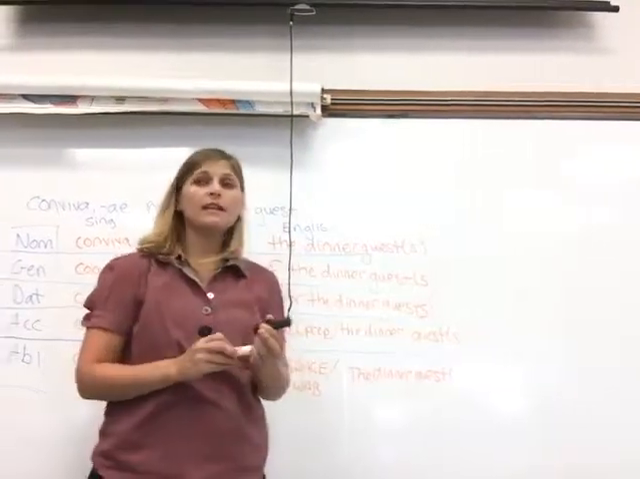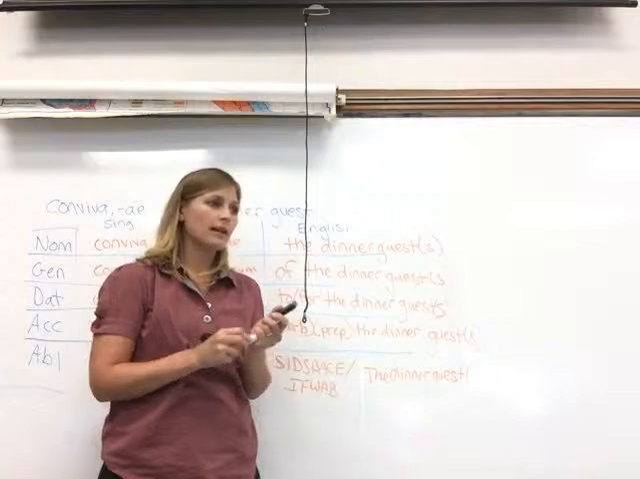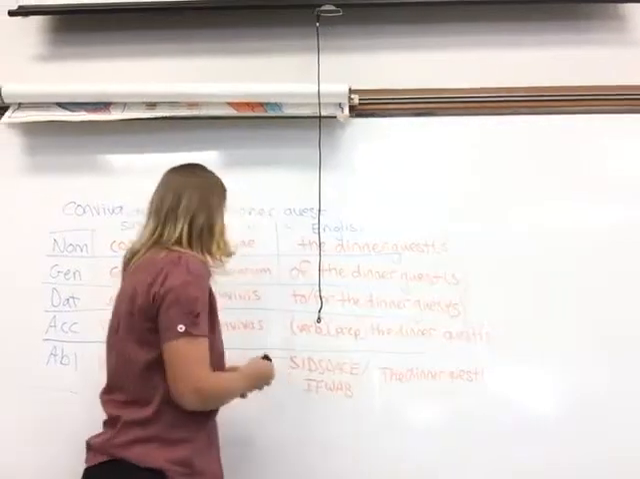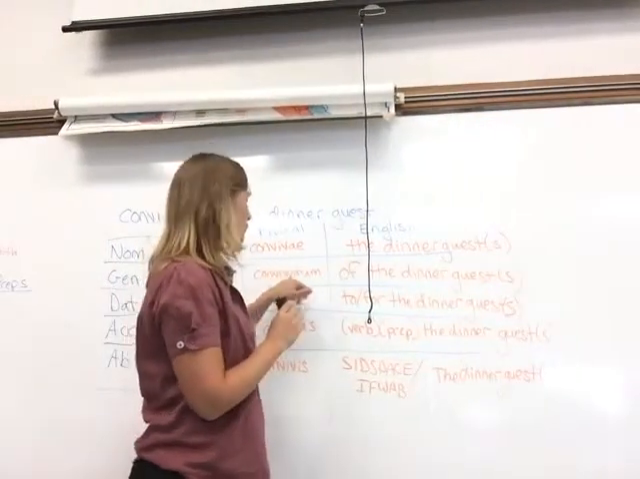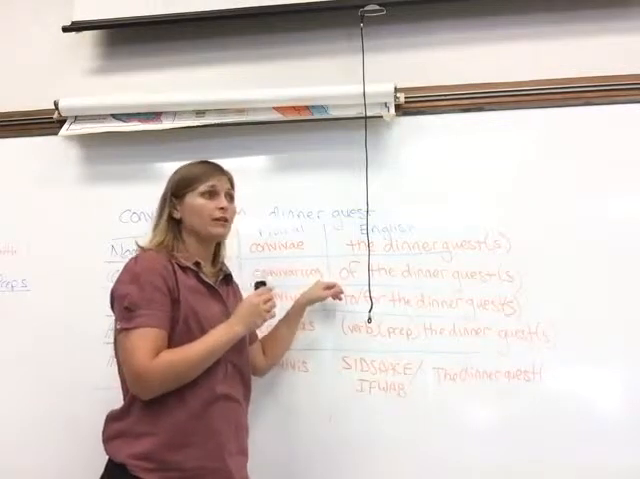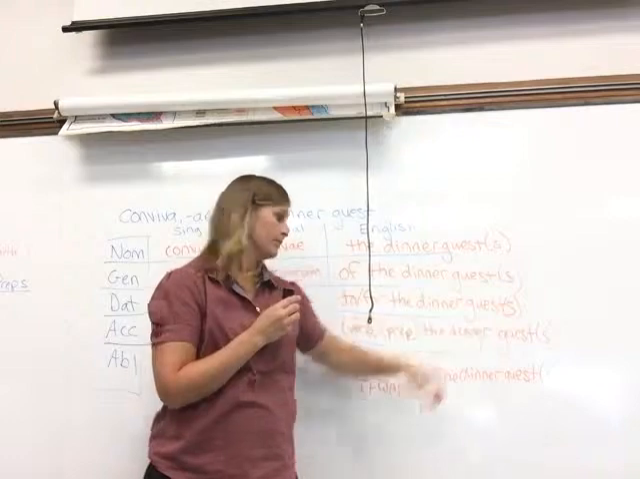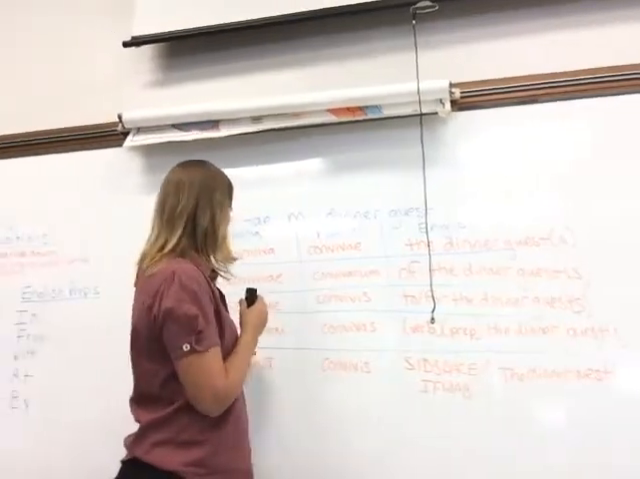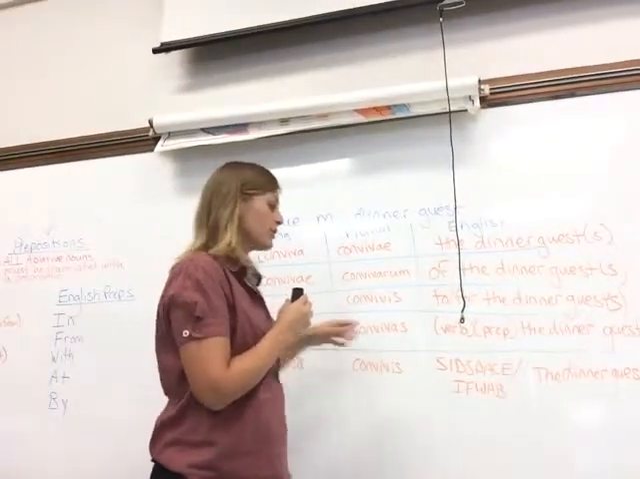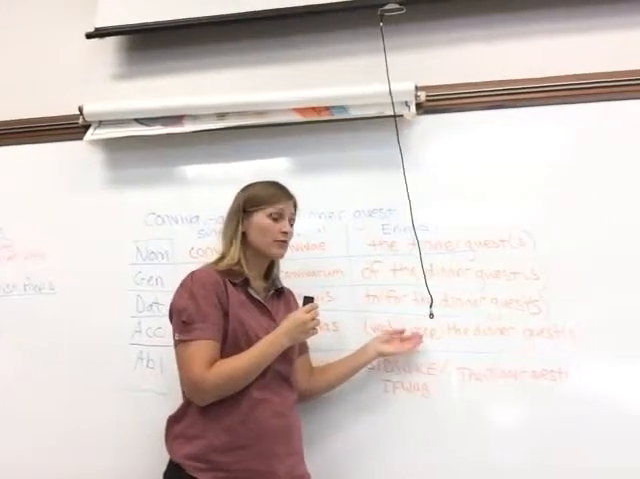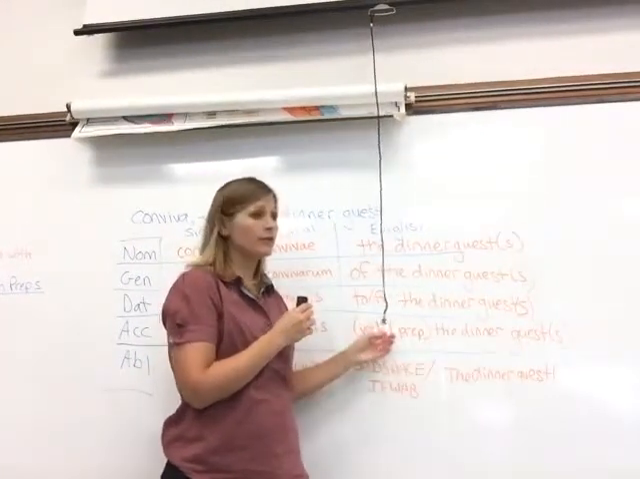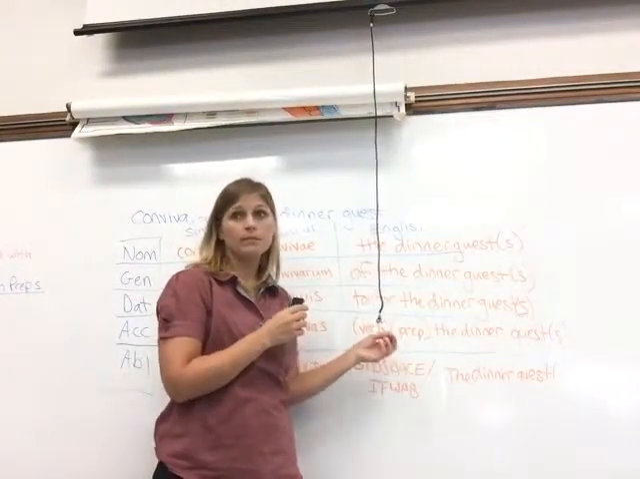Okay, so this is going to help to sort of train your eye that when you see a form like convivarum, you will think of a translation that's similar to of the dinner guests. When you see something like convivam, you'll know that there has to be some other stuff first before you translate it, namely a verb or a preposition.